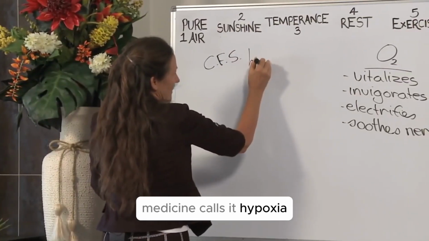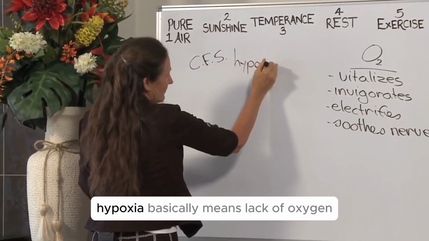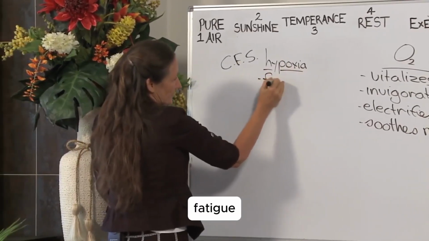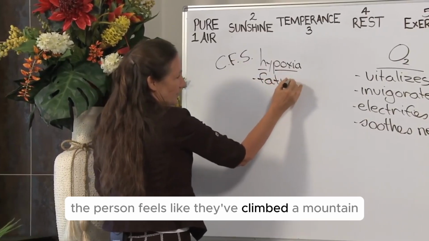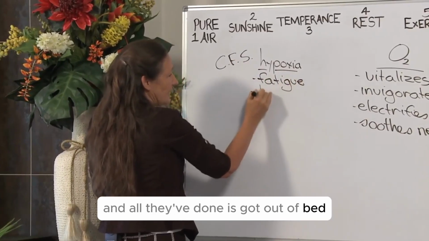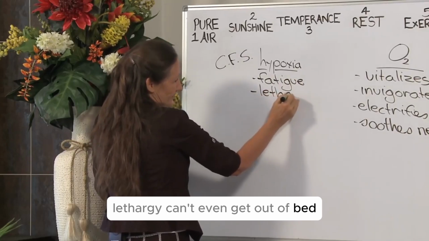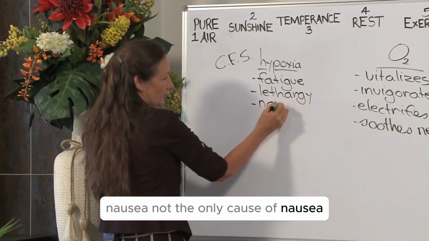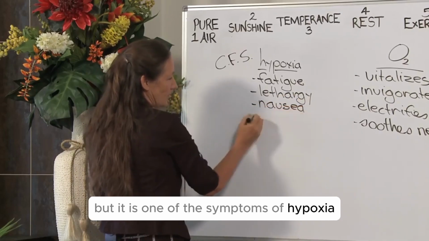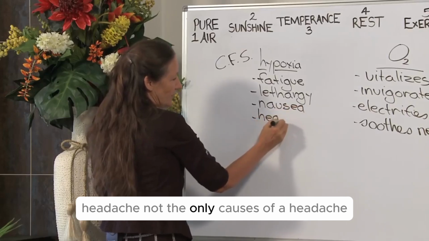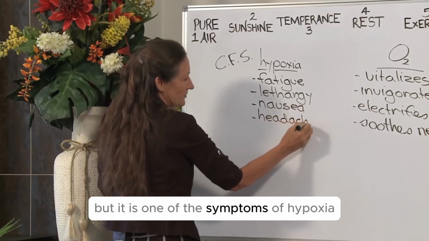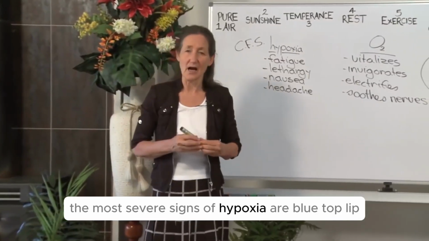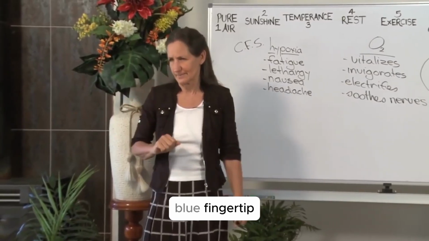Medicine calls it hypoxia. Hypoxia basically means lack of oxygen. Fatigue. The person feels like they've climbed a mountain and all they've done is got out of bed. Lethargy, can't even get out of bed. Nausea, not the only cause of nausea, but it is one of the symptoms of hypoxia. Headache, not the only causes of a headache, but it is one of the symptoms of hypoxia. The most severe signs of hypoxia are blue top lip, blue fingertip.